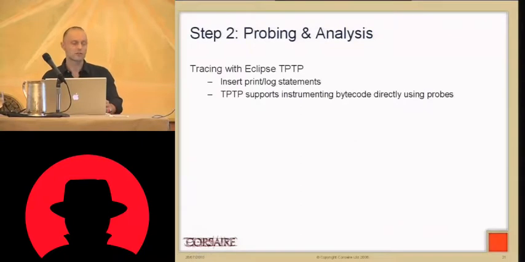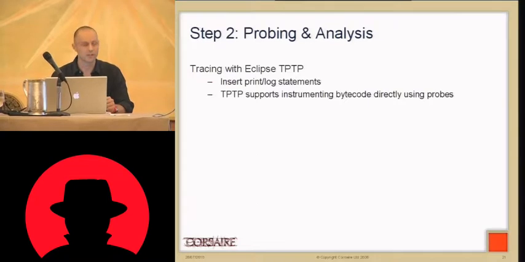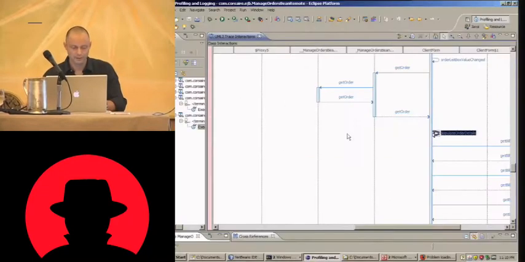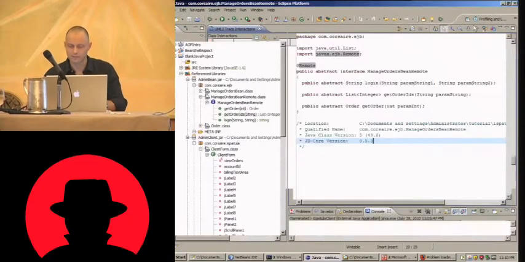So another technique to get the same kind of information is to use tracing with TPTP. Tracing is basically inserting print or log statements into the application so that you can follow the flow and follow the variables as they're going along. Now, of course, since we don't have the source code, you can't go around and manually insert all the print line statements or the log statements. So TPTP supports instrumenting bytecode directly by using probes. And I'll show you how we do that.